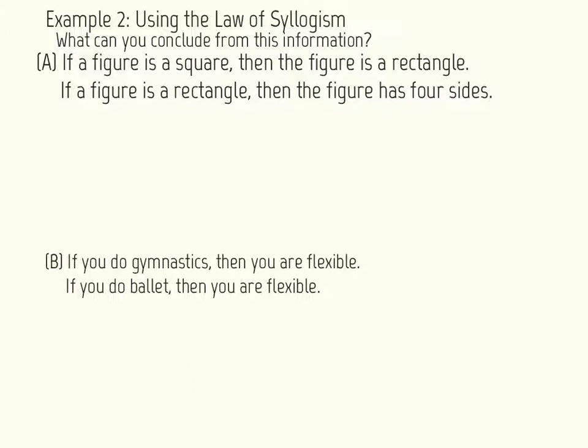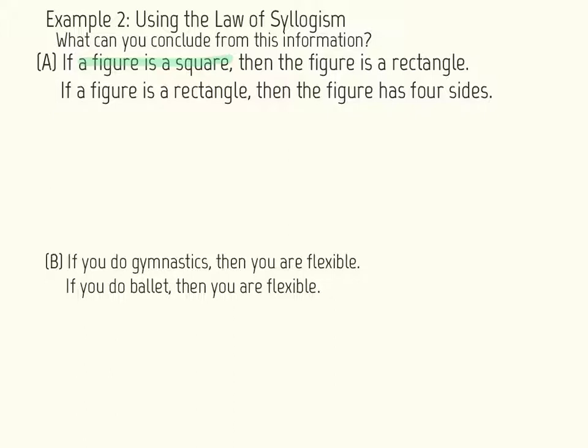In example 2, we're going to use the law of syllogism, which is a different way to reason out things using deductive reasoning. So what can we conclude from this information? If a figure is a square, then the figure is a rectangle. If a figure is a rectangle, then the figure has 4 sides. You can think of the law of syllogism as making a string of statements: if this, then this, and then you can skip and say if the first thing, then the last thing. So what I mean by that is we have if a figure is a square.